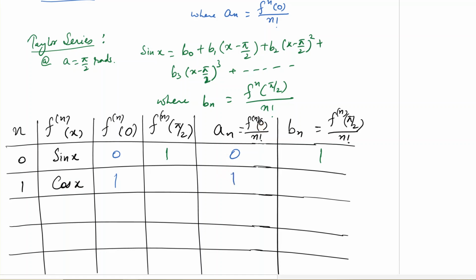Similarly, we can look at the value of the first derivative at pi over 2. Cosine of pi over 2 is 0, so b1 is 0.